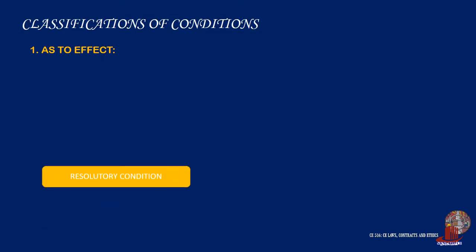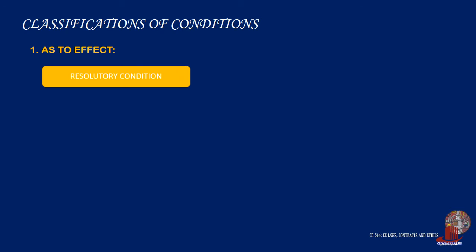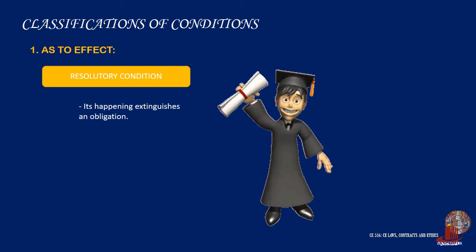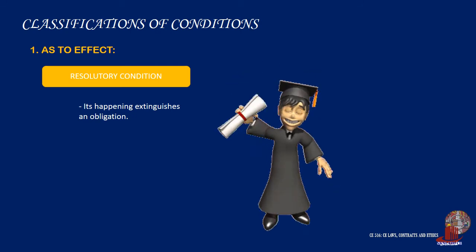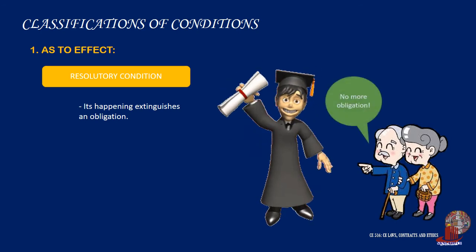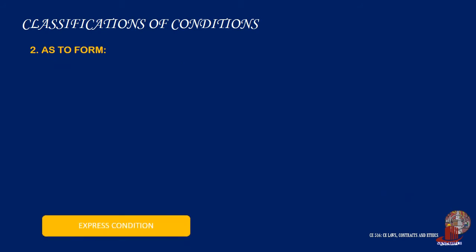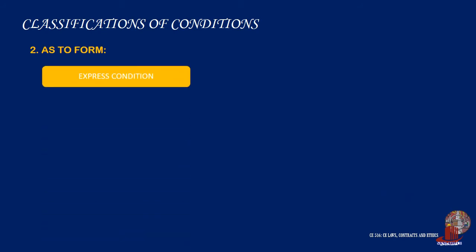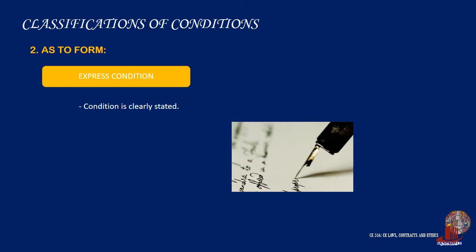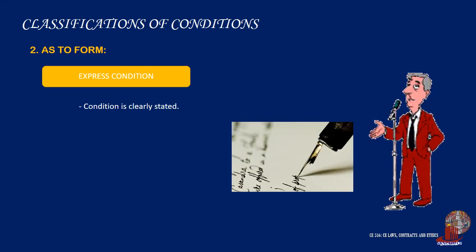Naturally, like the other kind of obligation, resolutory condition is the event which signals the end of an obligation. So with the same example, graduating from tertiary education resolves your parents' obligation to give you allowance. According to form, the first one is express condition, or the condition which is clearly stated. This can be done through writing or verbally.